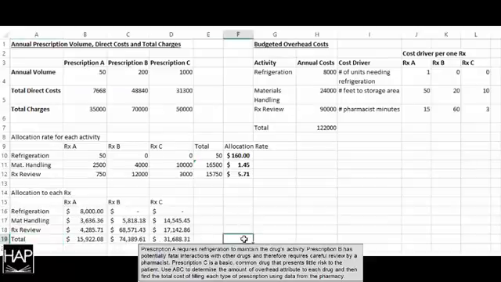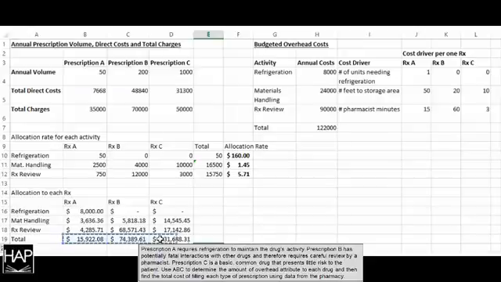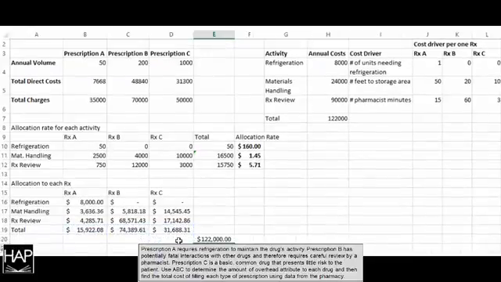So the total for all prescriptions would be the sum of all of these. And I can see that all of the overhead costs that were initially given to me have been allocated to the different prescriptions. So that's good. That means I'm not missing any of the costs that I need to allocate.